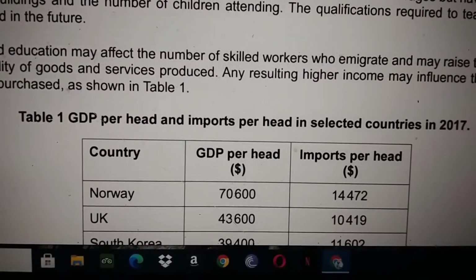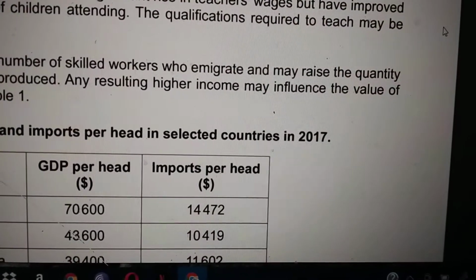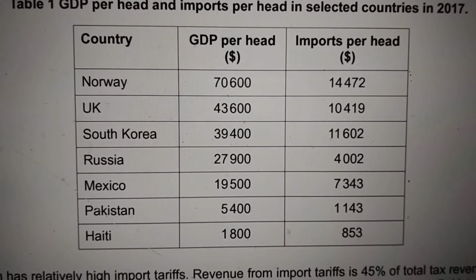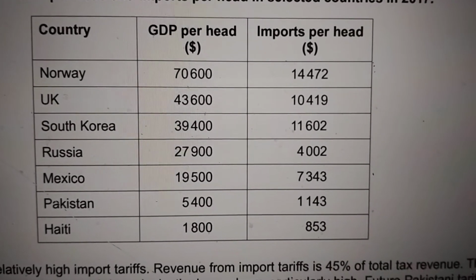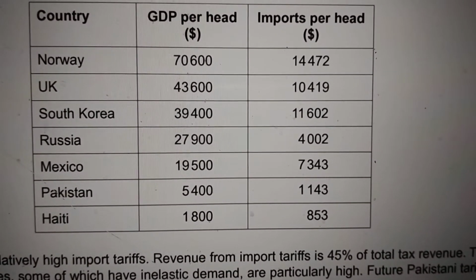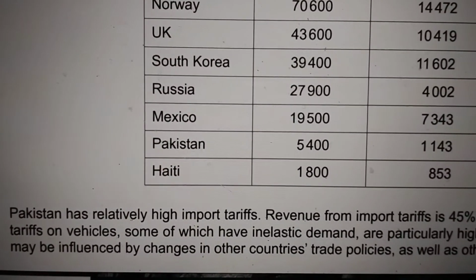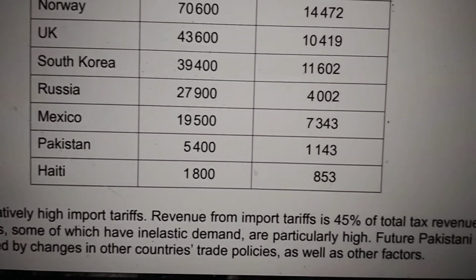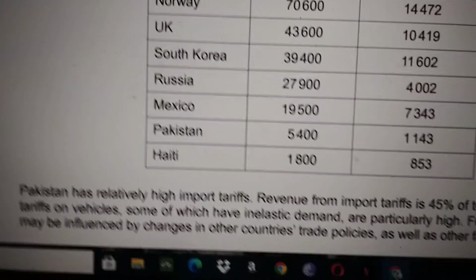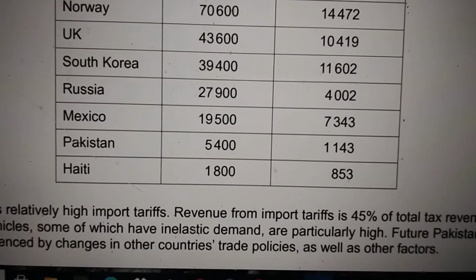Then there is a very interesting table, which is called Table 1, GDP per head and imports per head in selected countries in 2017. Have a look at this table. Different countries are given: Norway, UK, South Korea, Russia, Mexico, Pakistan, and Haiti. GDP per head and imports per head are given, so there should be a question relating the two. It's also given that Pakistan has a relatively high import tariff. Revenue from the import tariff is 45% of the total tax revenue. It means the government is collecting a lot of tariff revenue, which up to some extent is not very good. You should have a good system of taxation, direct taxation.